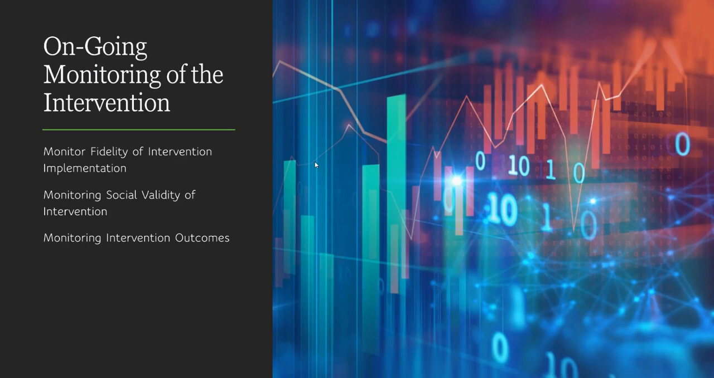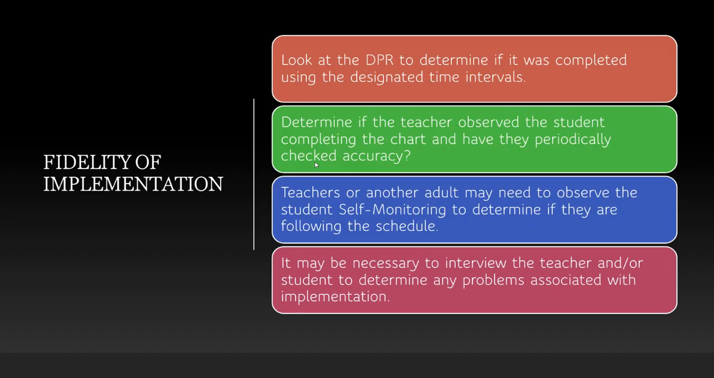So, of course, with any intervention, we need to continue with the ongoing monitoring of the intervention. We're going to be looking at the fidelity of the intervention and how well it is being implemented. We're always going to look at the social validity of the intervention, and we're going to continue monitoring intervention outcomes. With fidelity, we want to look at all of the persons responsible for implementing the intervention, making sure they're implementing with fidelity so that we can ensure the students' responses are due to the intervention. If the person is not implementing the intervention with fidelity, the data can't be accurate.